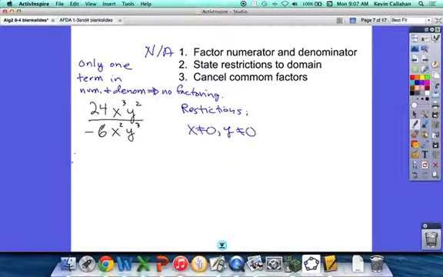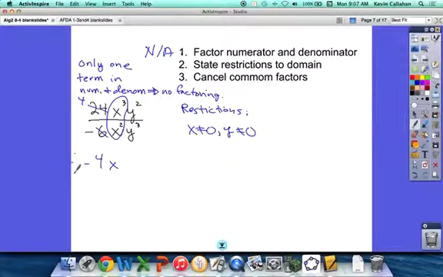Okay, let's see. 6 goes into 24, right? That'll be 4 times. So let me write that down. I'm going to put negative 4 as a starting point. What do we do to simplify x to the third over x squared? This is the properties of exponents thing. What do you do with the exponent? Subtract, right? And so how many x's do I have in the numerator? 1, right? That's x to the first.